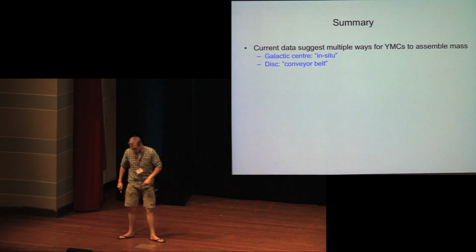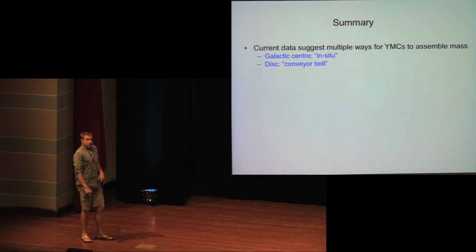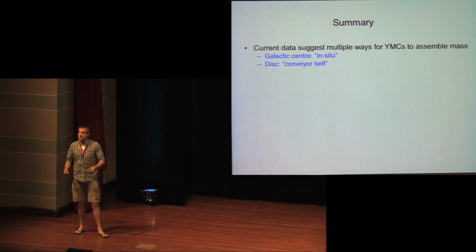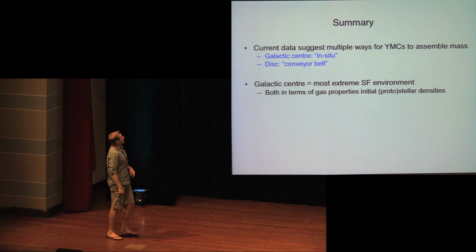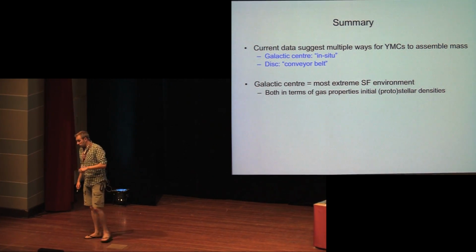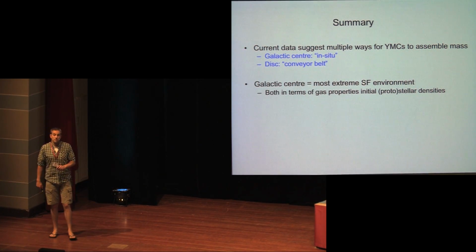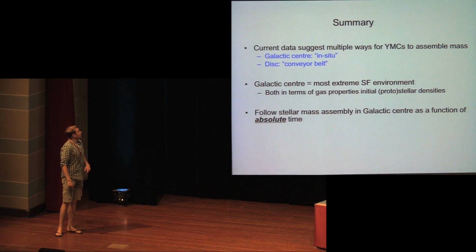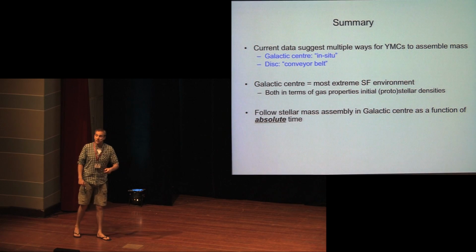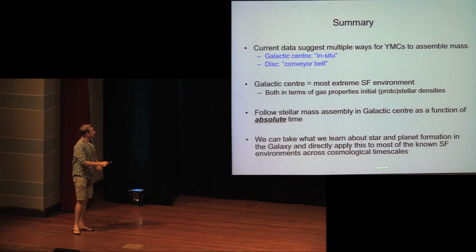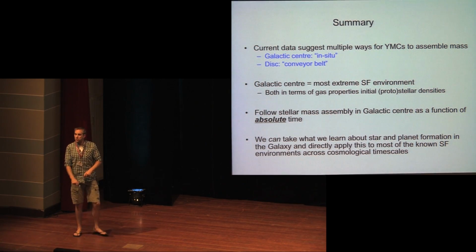So, in summary, our current data suggests there may be different ways that a YMC of a given mass and radius can accumulate its mass. The one thing that definitely sticks out here is the galactic center is extreme. The thing that I'm personally very excited about is we might be able to follow the assembly of stellar mass as a function of absolute time. And I'm going to leave you with a little teaser here. Please come and talk to me about that.